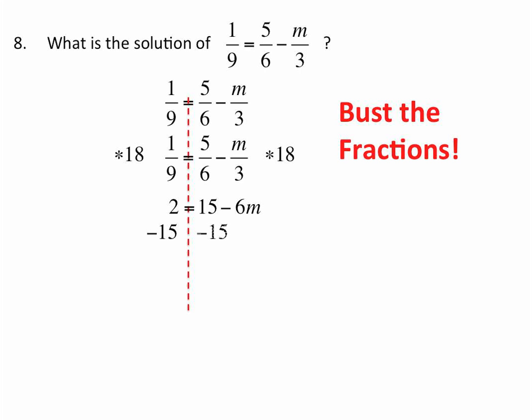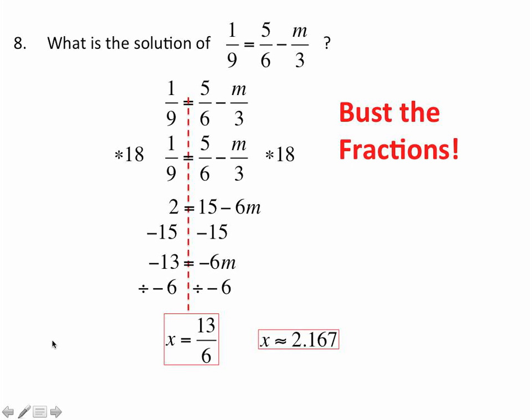Move your stuff. Divide by the coefficient. Negative divided by negative makes positive. If you're a fraction person, 13 over 6 is good. Or if you wanted a decimal, negative 2.167.